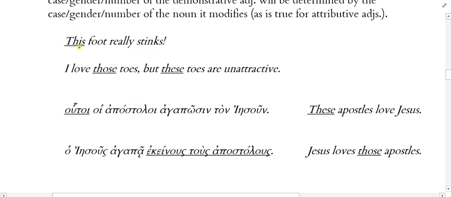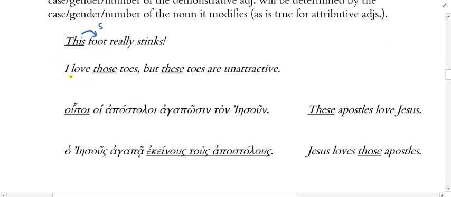But notice now, this has a noun that it accompanies, and in Greek it would agree with it in case, gender, and number. Since foot would be the subject, the form of this would also have to match the nominative case form. Foot would be singular, and so this would be singular, and so forth. So it's not just this stinks, but this foot, this noun, really stinks.